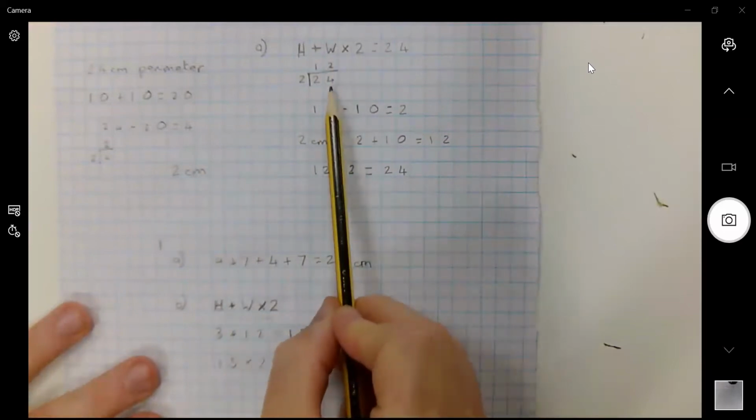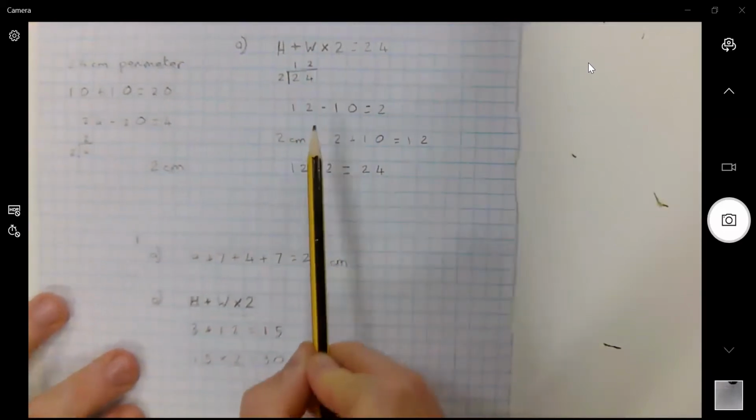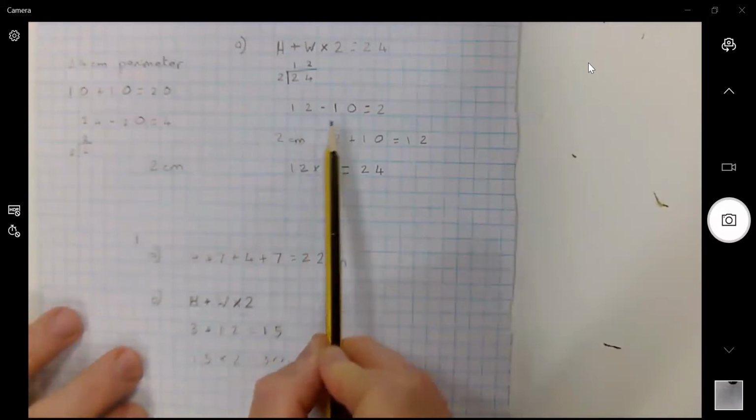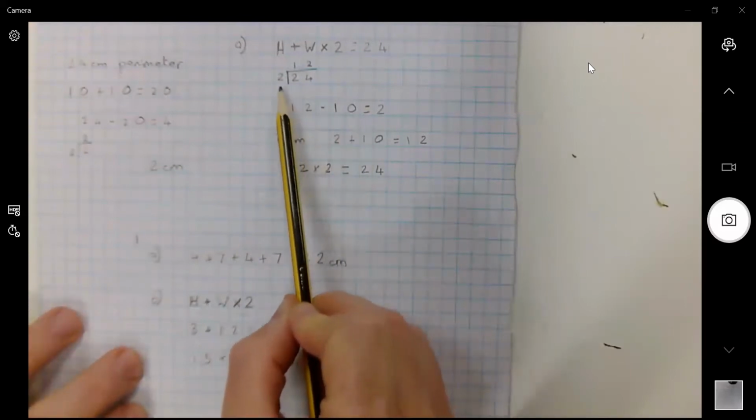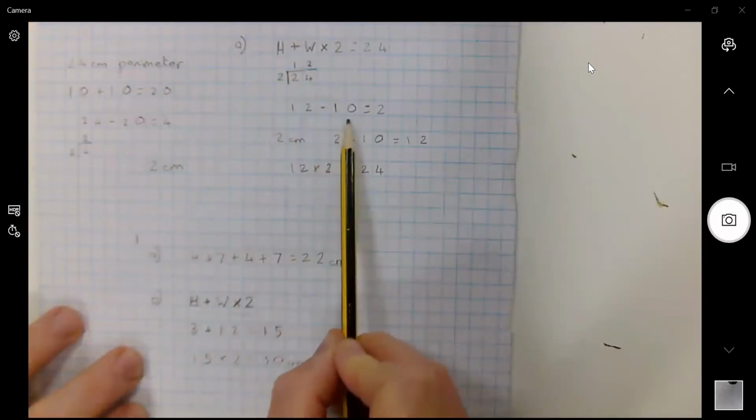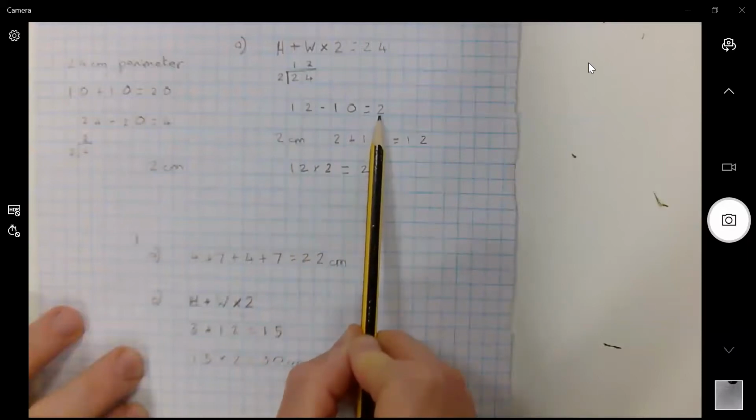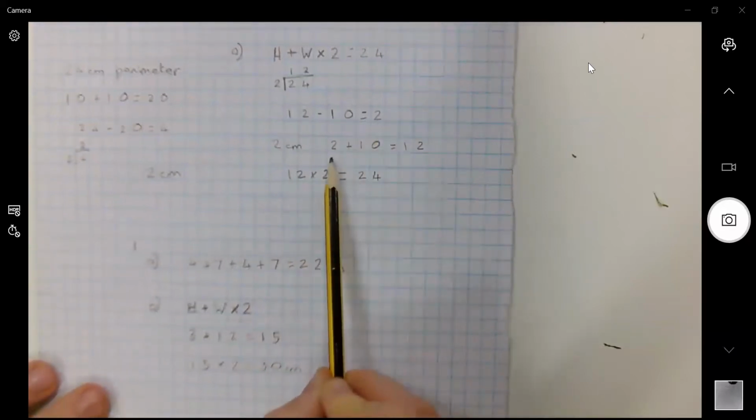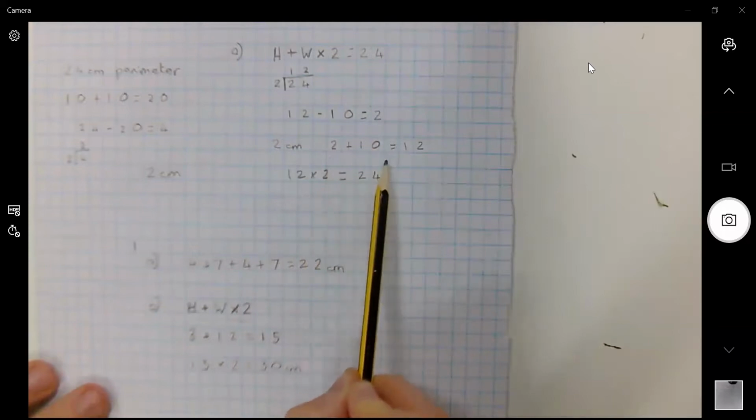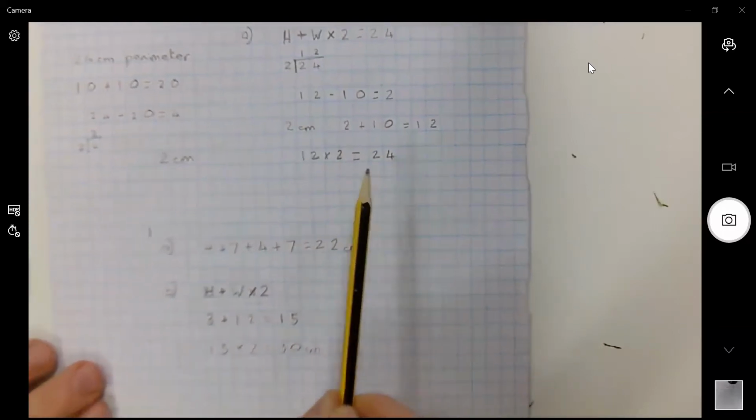So this side, I divided the entire perimeter by 2, and then we worked it out. So we knew that 2 sides of it made 12. I knew the length of one side was 10, so I took that away from 12. That left me with 2 centimeters. And then we checked it using our inverse. I added them together and then I doubled it to check that I got 24.